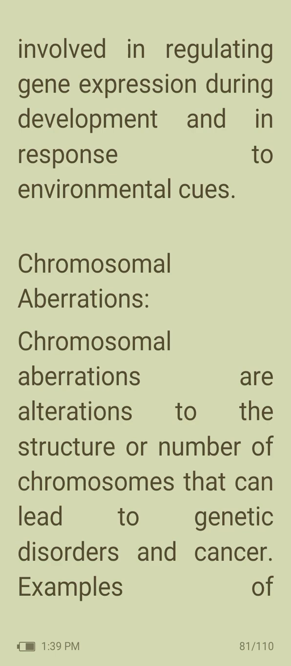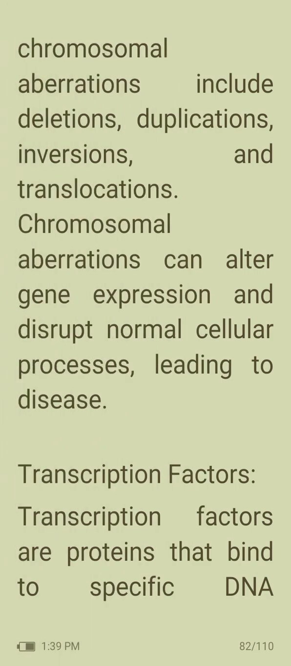Then chromosomal aberrations. Chromosomal aberrations are alterations to the structure or number of chromosomes that can lead to genetic disorders and cancer. Examples of chromosomal aberrations include deletions, duplications, inversions, and translocations. Chromosomal aberrations can alter gene expression and disrupt normal cellular processes, leading to disease.